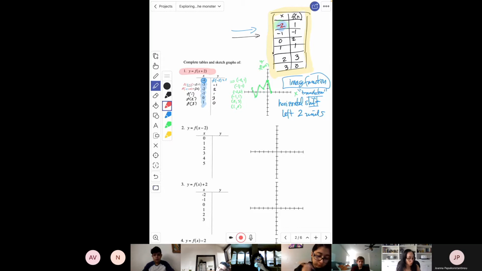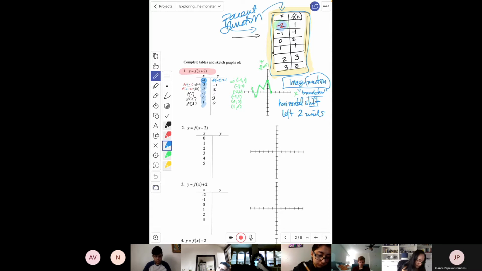Okay. Now, we're going to keep this original parent function information. So this was the table of values for our parent function. Now I'm going to go through a similar process, but this time I am going to subtract 2 from each x value. We're going to see how well we can do this on our own. So if I look at our original parent at x equal -2, right?